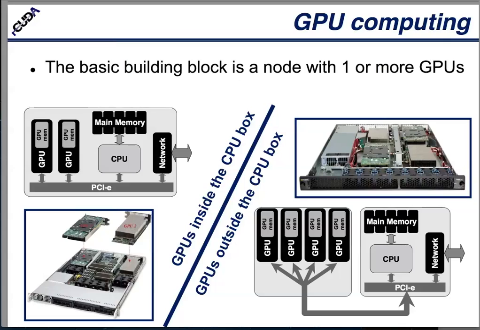Then the basic building block for GPU computing is a cluster in which, in a node, we introduce GPUs to use as general purpose accelerators. These GPUs can be inside the CPU box or outside it, but in both cases GPUs are connected to the CPU system via the PCI Express bus. You can have between 1 and up to 8 GPUs in one node.